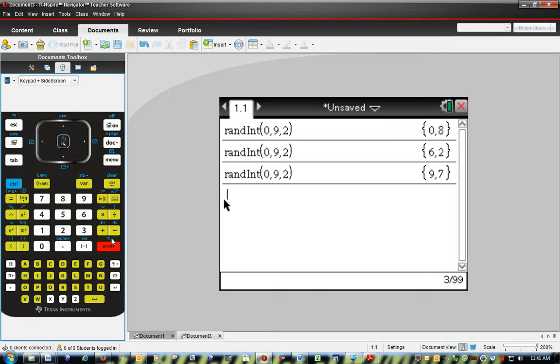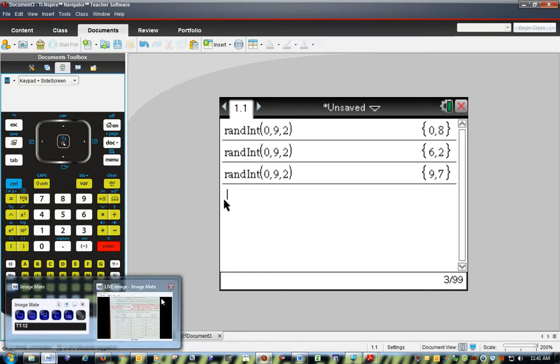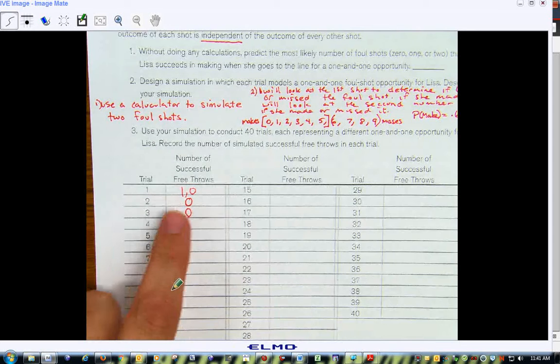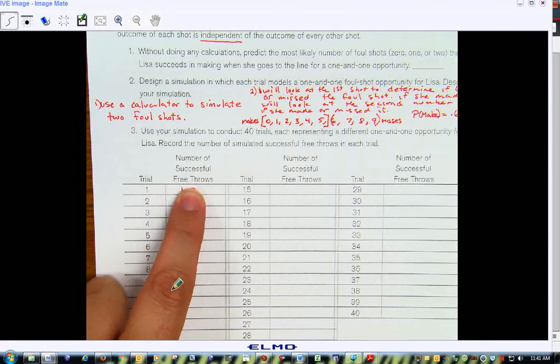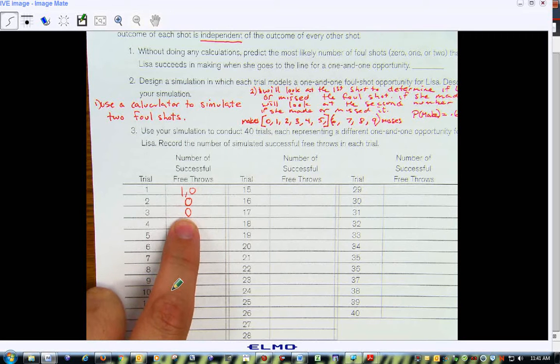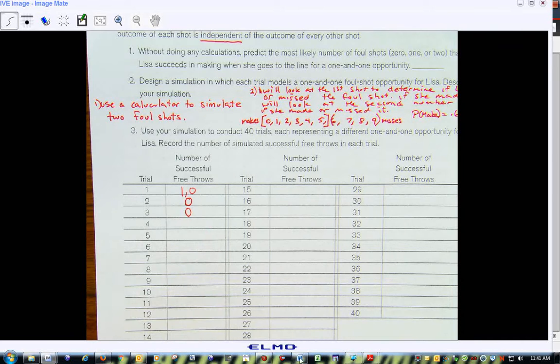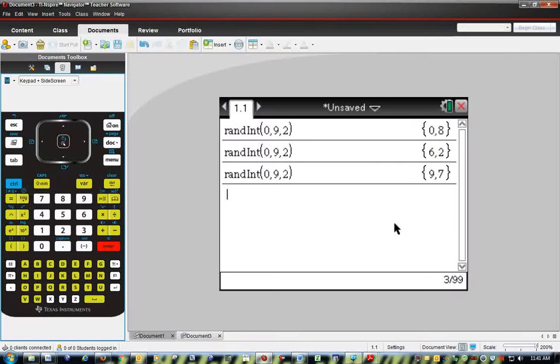This is what mine looks like so far. She made the first free throw, so she got 1 point, and then she got 0 points. She missed the first one, so she got 0 points and then 0 points. Go 1 and 1. Alright, so I'll go ahead and do this as well. 3 and 2, that's a 1 and a 1, which is nice.